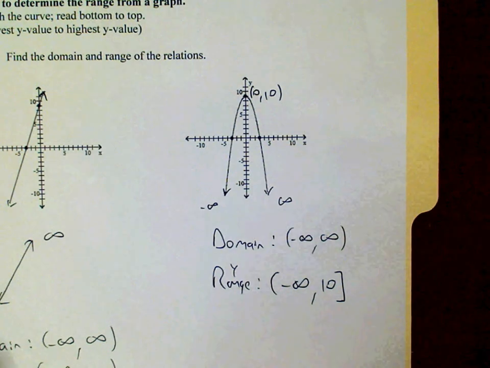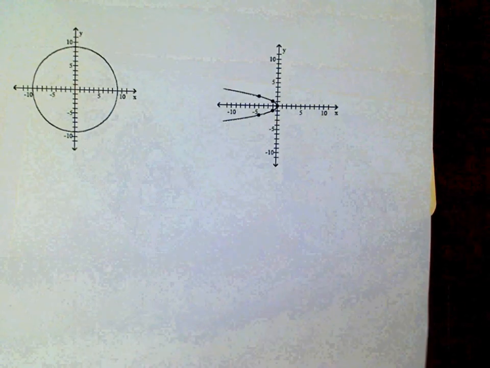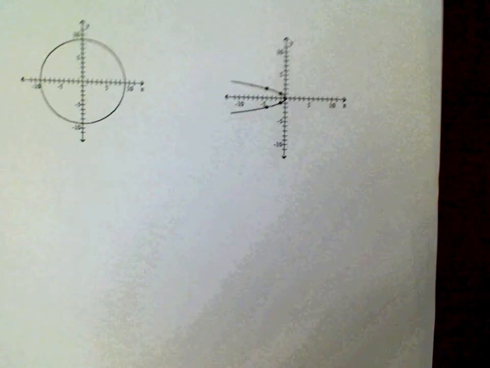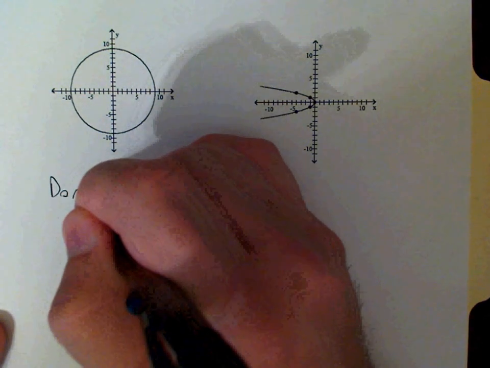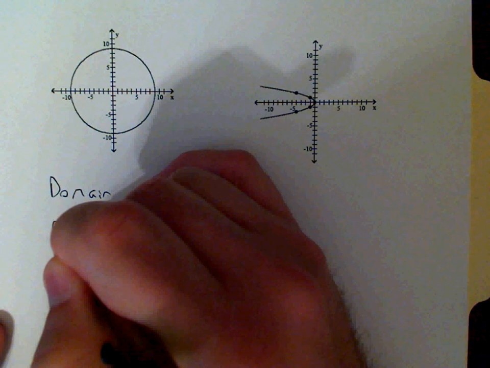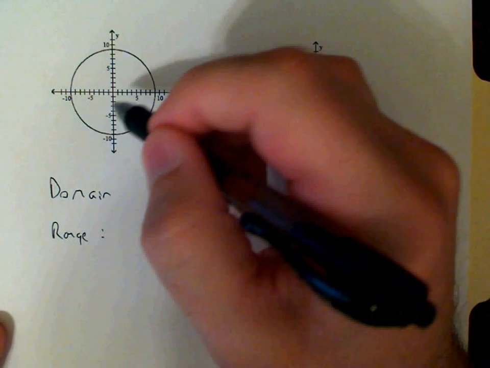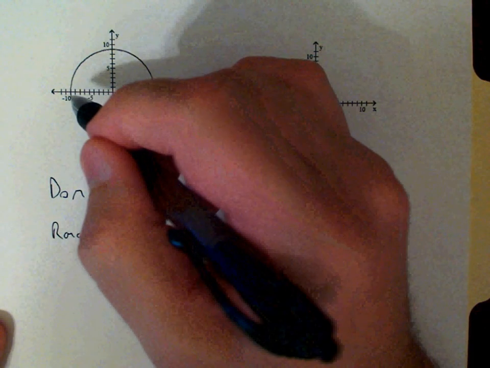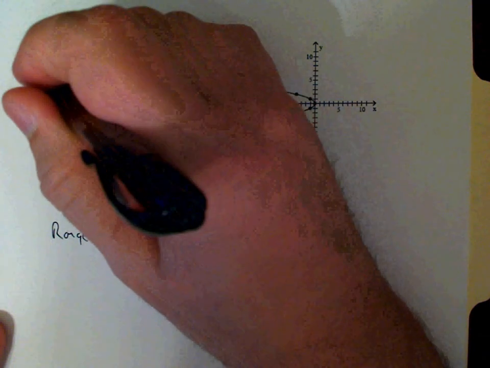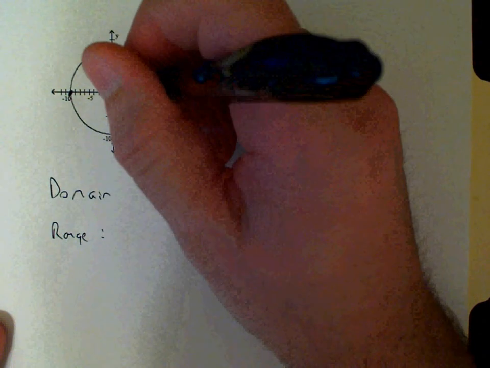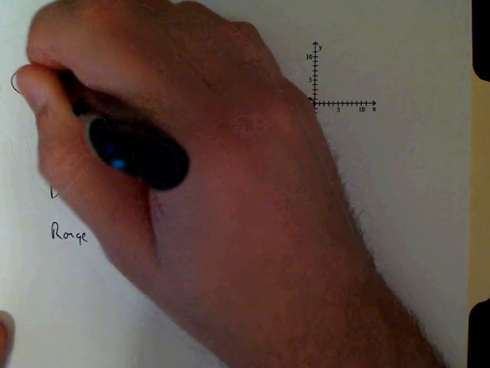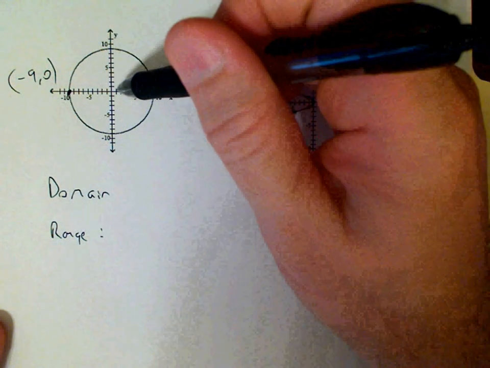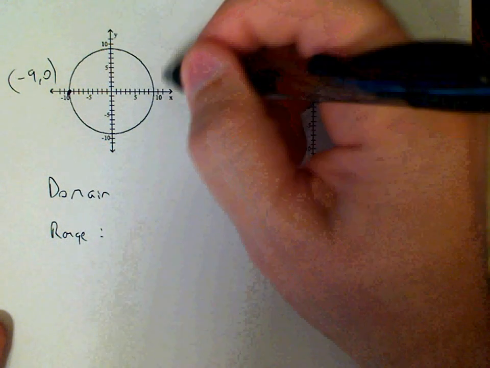Let's do a couple more. Now watch this one. We got the domain and the range to find. Now when I do domain, I'm doing left to right. So start the farthest left value. So let's label this point right here. What is that point? 1, 2, it's off. 1, 2, 3, 4, 5, 6, 7, 8, 9. Looks like it's at negative 9, 0. Let's hope this one is also at 9. 1, 2, 3, 4, 5, 6, 7, 8, 9. And it is at 9, 0.